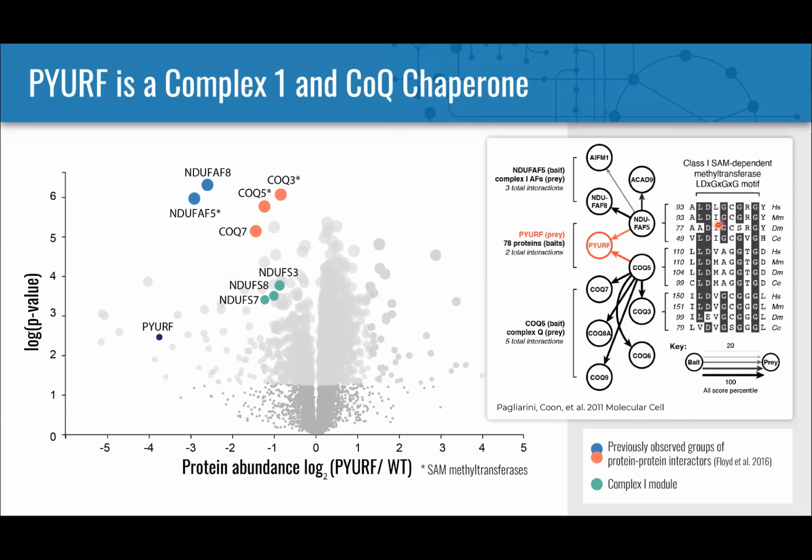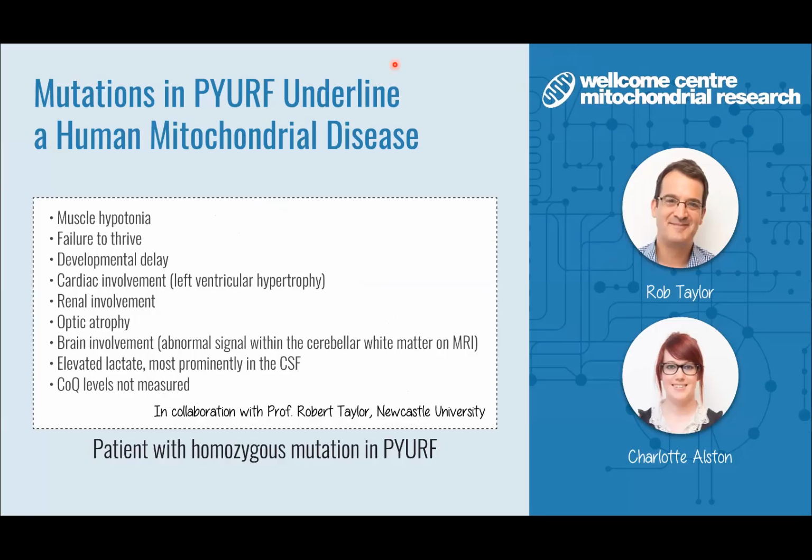And I won't go into the motifs here of binding because I'm running short on time and I wanted to tell you more. But the point is we can now connect PIRF to CoQ synthesis and its involvement in this complex and stabilizing it. And now we ask, can we find a human disease where this particular gene is involved? And so it turns out that we've identified a patient that has a homozygous mutation in PIRF, and they have all of these issues. Unfortunately, the patient passed away before we were able to make this connection, but presumably a CoQ deficiency was underlying all of this because of a mutation in PIRF.